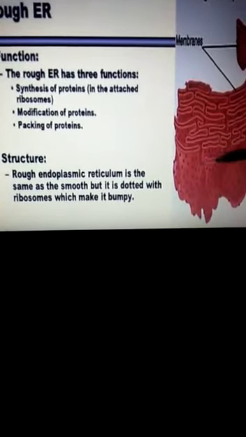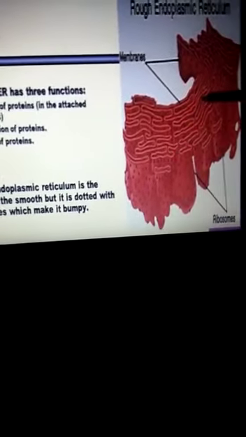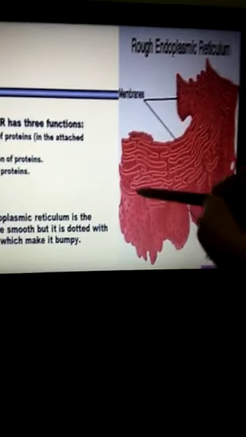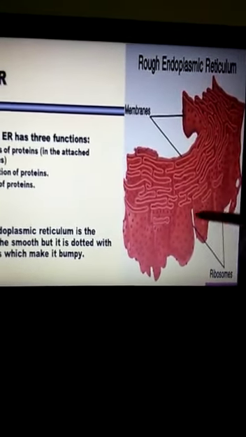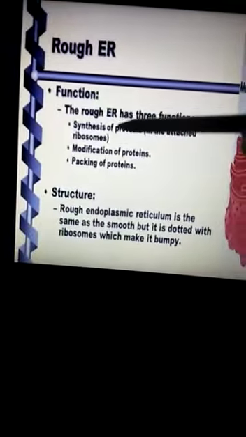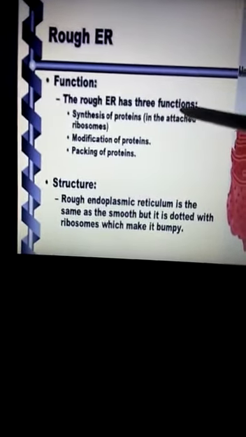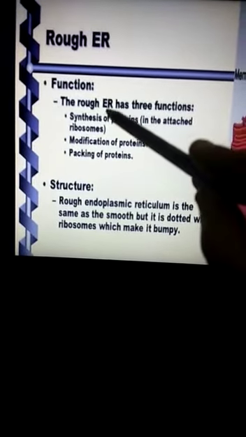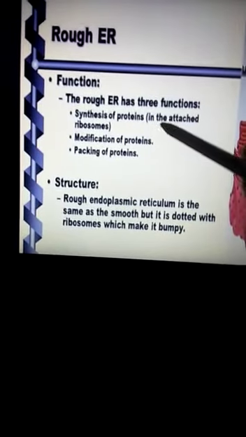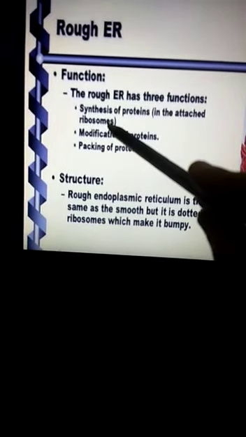आपको दिख रहे हैं ये red color के dot structures? These are nothing but the ribosomes present on the surface of the endoplasmic reticulum. Now, this endoplasmic reticulum has different functions, out of which synthesis of proteins is due to the attachment of the ribosome.